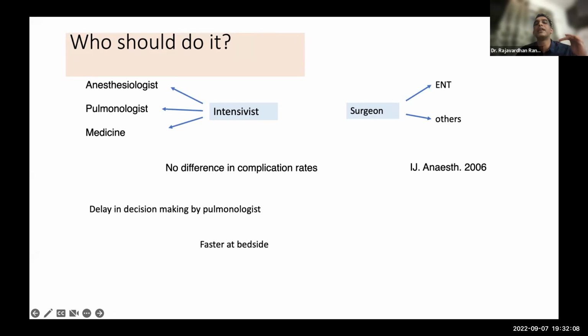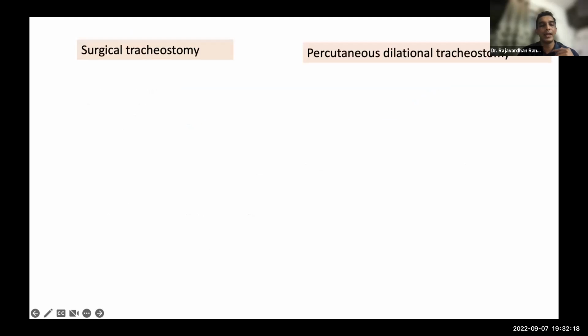I'm also assuming here intensivists generally do a PDT, whereas surgeons do a surgical tracheostomy. So when an intensivist does it, it is faster at bedside. It is faster, and there's no delay in the OT time. Okay. Next comes which one is better, surgical tracheostomy or PDT.